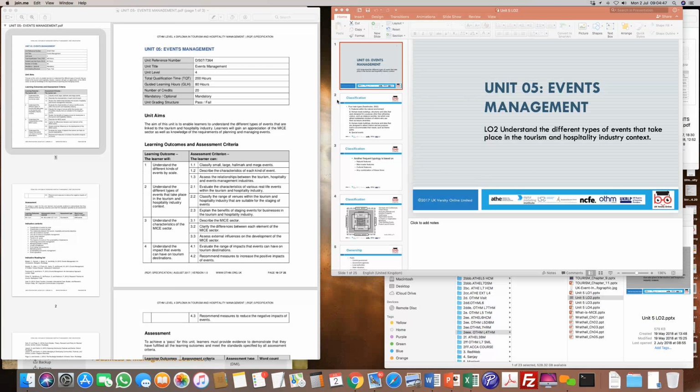So we started out on the first unit, which is events management. In the last session we looked at learning outcome 1, which basically talks about the different types of events, and differentiates them on the basis of their size, where they happen, and the classification in general.